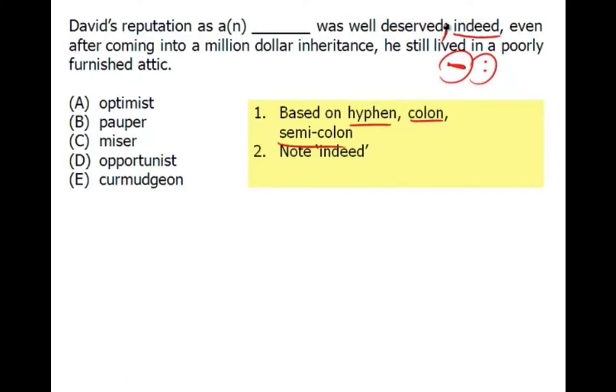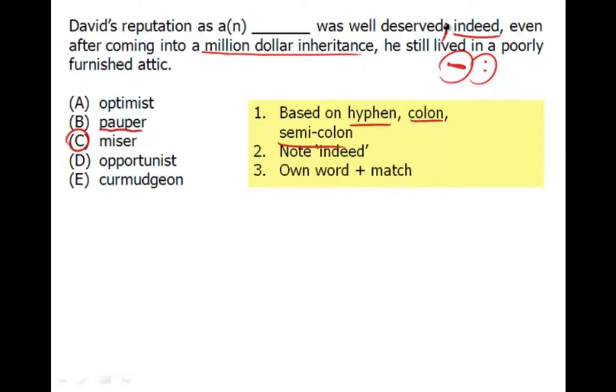So note indeed, and then elaborating how? Well, the sentence says, even after coming into a $1 million inheritance, he, that being David, still lived in a poorly furnished attic. So what kind of word do we need to come up with? Well, this person had all this money, a $1 million inheritance, and they still live very poorly. So again, we want to come up with our own word and match, and maybe right off the bat, you know that the word for someone who has a lot of money but doesn't spend even a single penny is a miser.